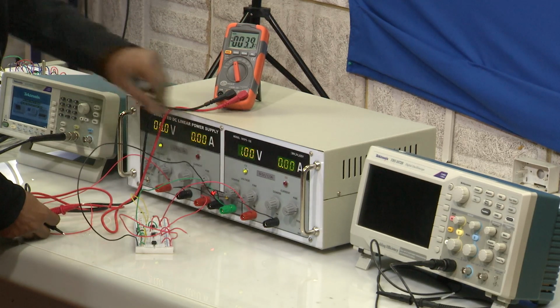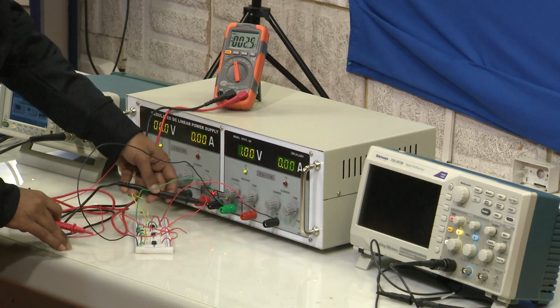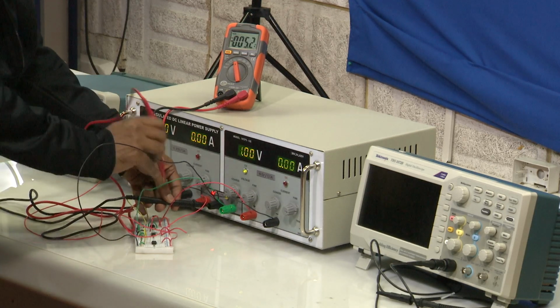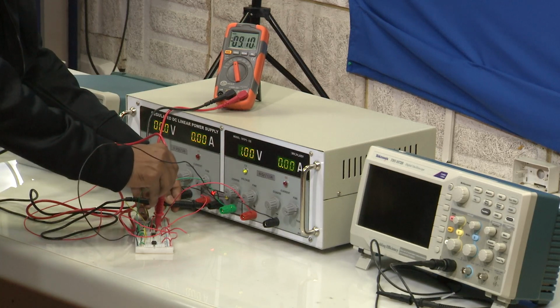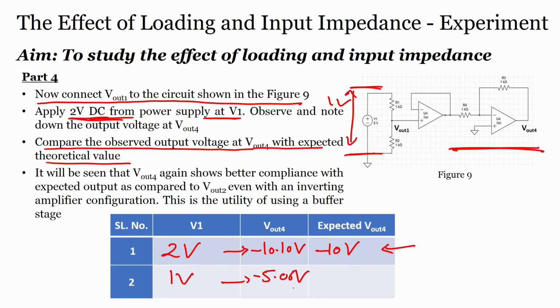So, when we apply 1 volt, what is the output? V out 4, that is the output of the inverting amplifier, is minus 5.06 volts. We are writing on the screen minus 5.06 volts.